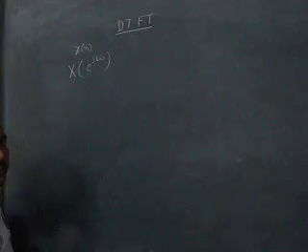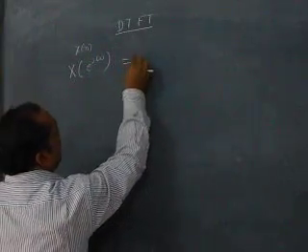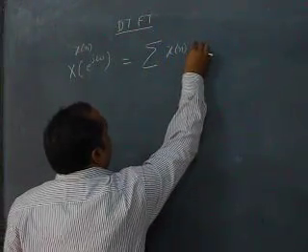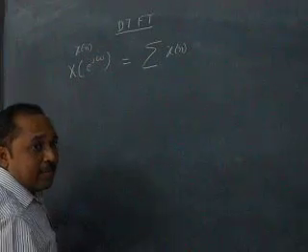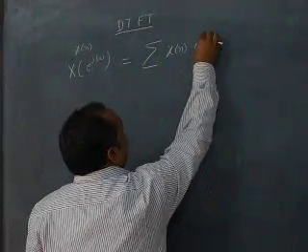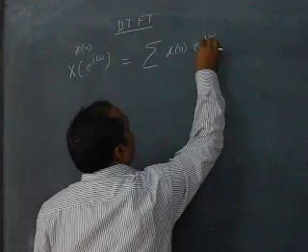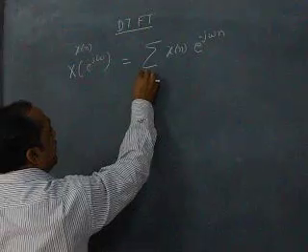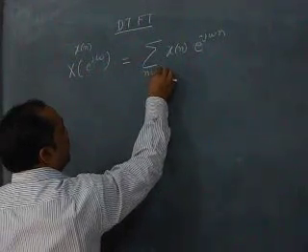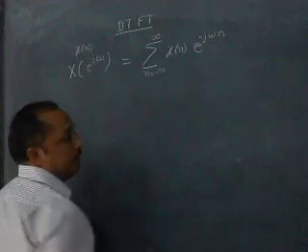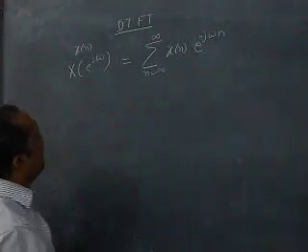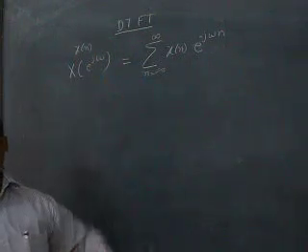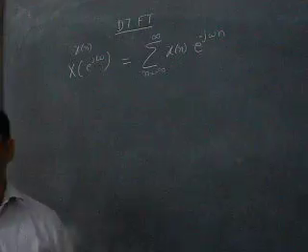In the z domain, this will be equal to how much? The summation of x[n] and z to the power minus n, that is e to the power minus j omega n. And what is the range of n here? n is from minus infinity to plus infinity, right? This is the representation of any signal x[n] in which domain? In the digital frequency domain, right?